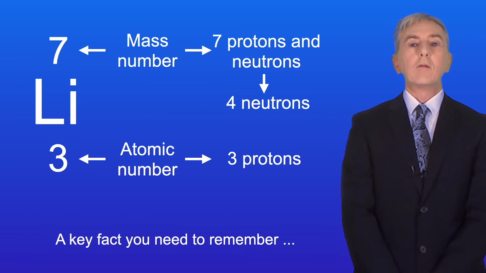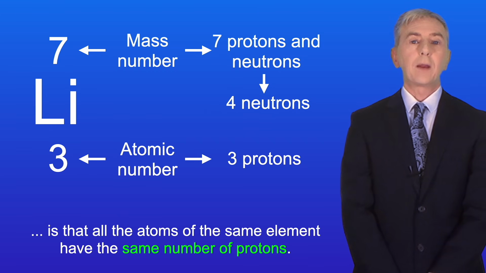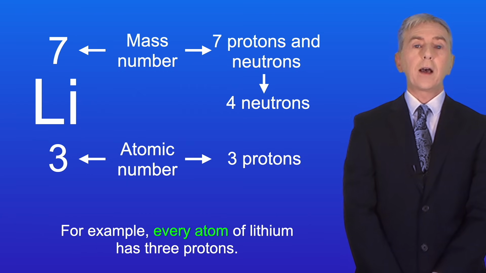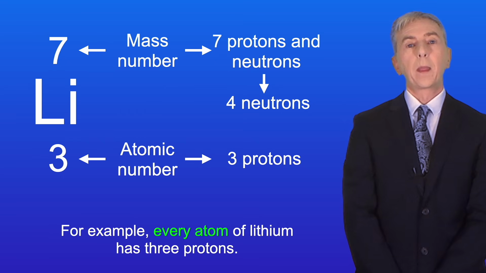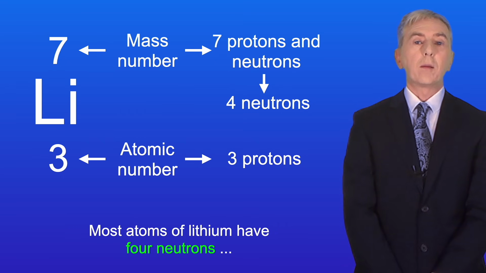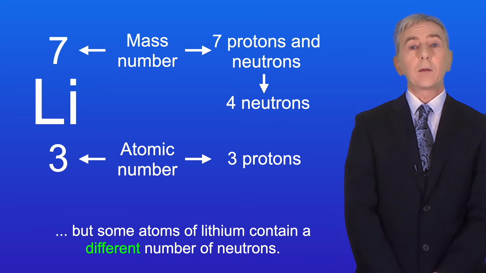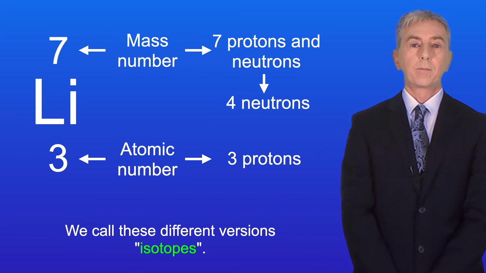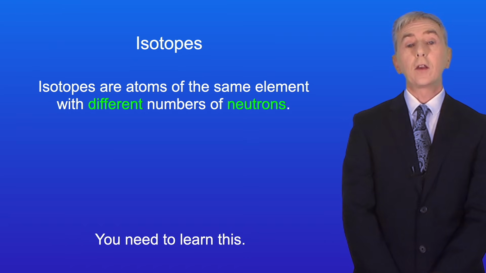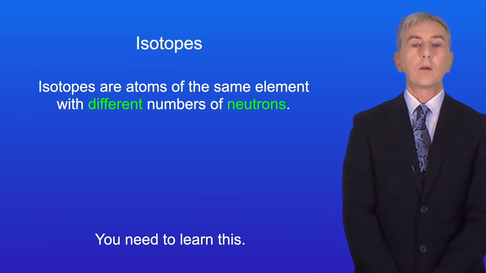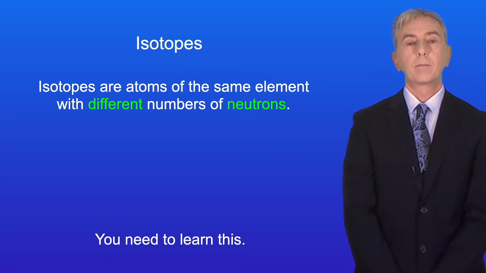Now, a key fact you need to remember is that all the atoms of the same element have the same number of protons. For example, every atom of lithium has 3 protons. However, the number of neutrons is not fixed. Most atoms of lithium have 4 neutrons, but some atoms of lithium contain a different number of neutrons. We call these different versions isotopes. Here's a definition of isotopes, and you need to learn this. Isotopes are atoms of the same element with different numbers of neutrons.